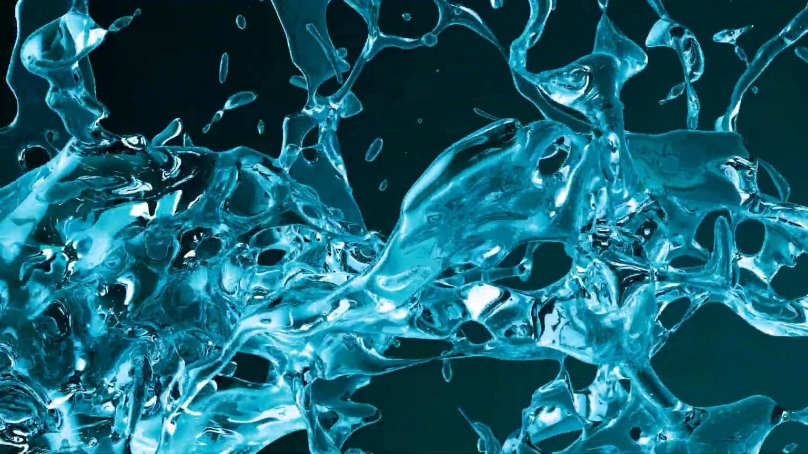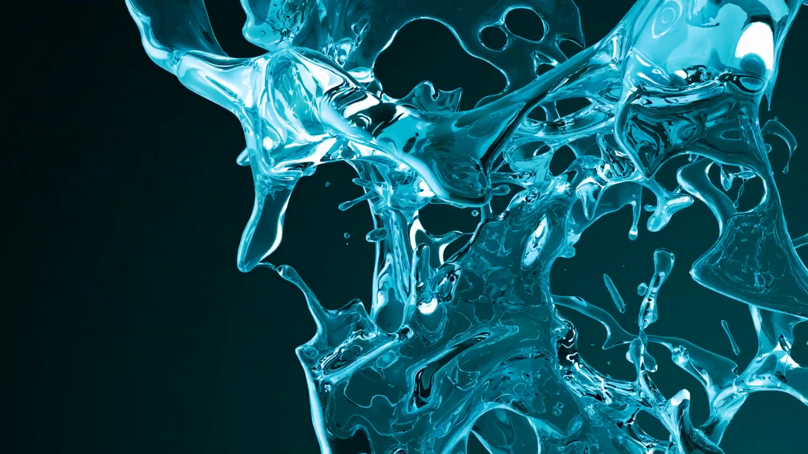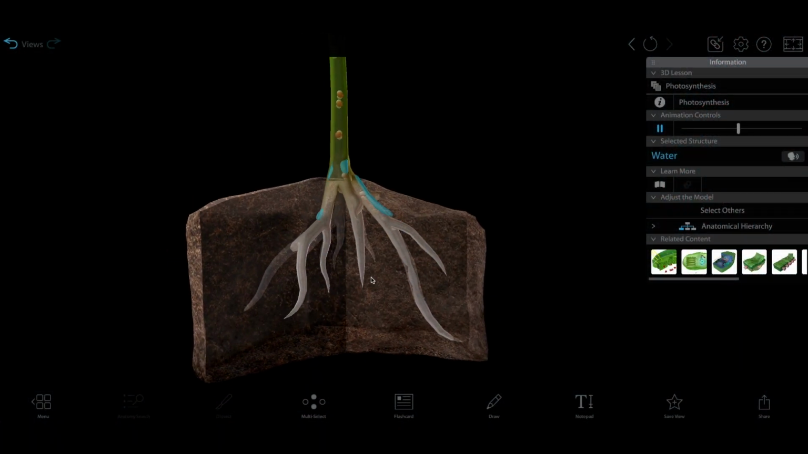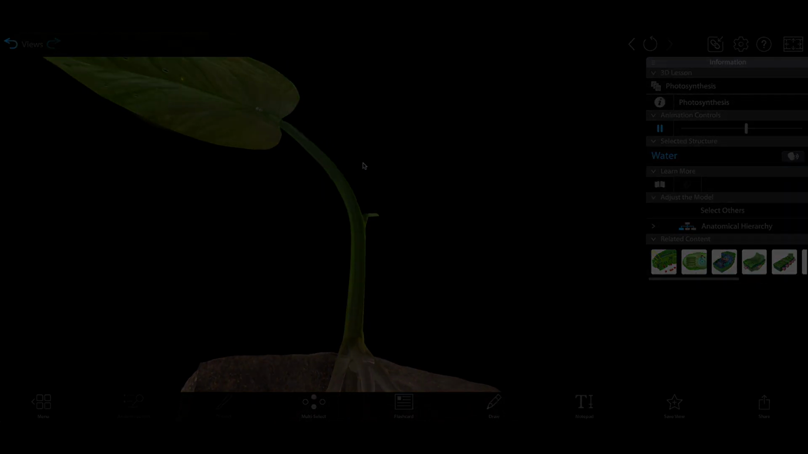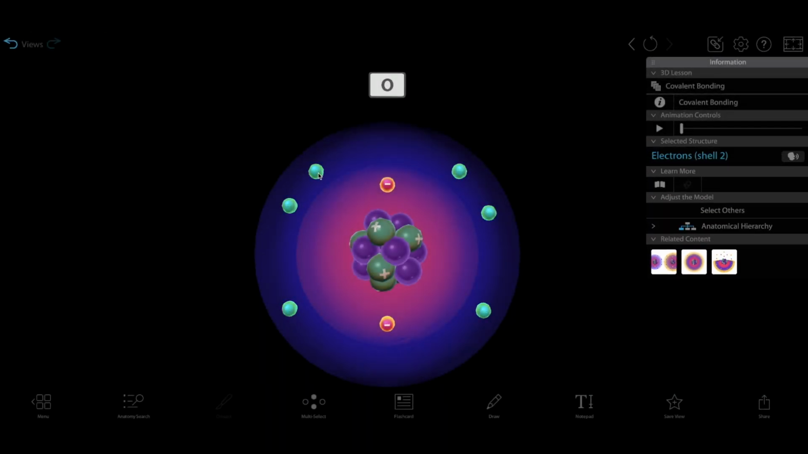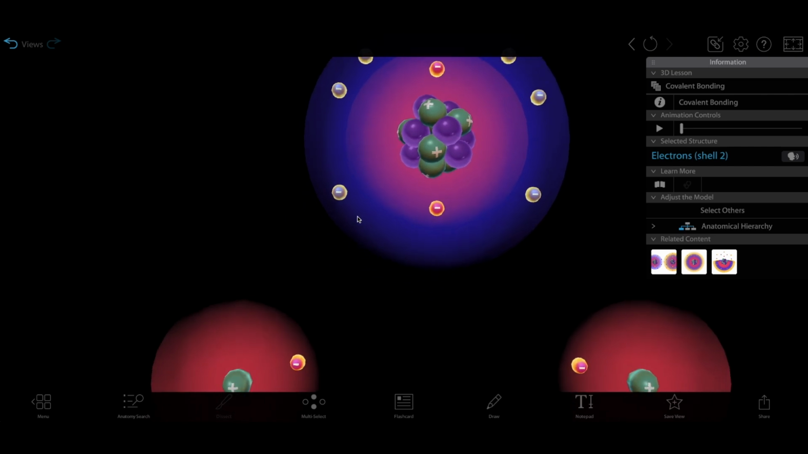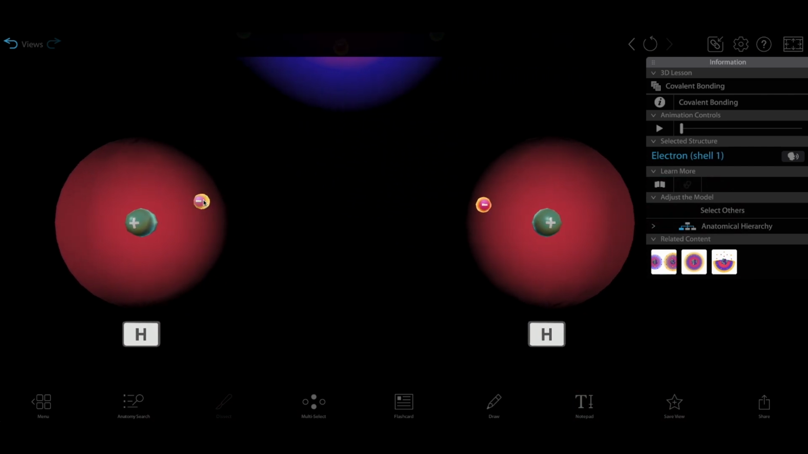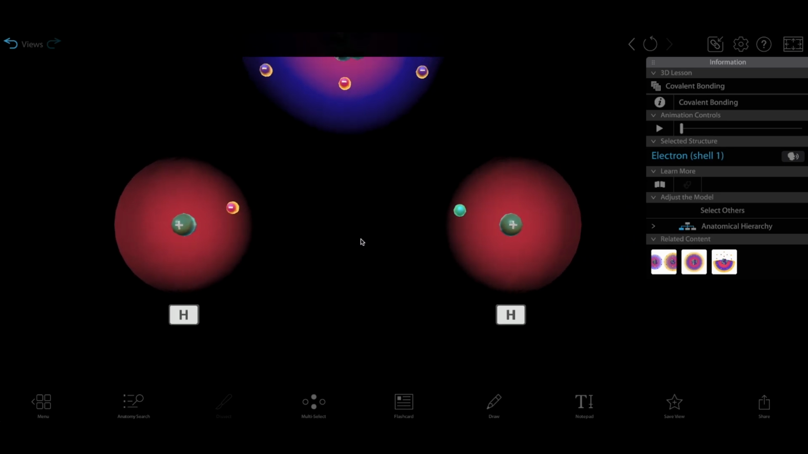Water, or H2O, is a common and very important molecule, held together by covalent bonds. In covalent bonds, electrons are shared between atoms instead of being transferred. In this model, we have one oxygen atom with 6 electrons in its outermost shell, and 2 hydrogen atoms, each with just 1 electron in its electron cloud. The 2 hydrogen atoms each share their electron with the oxygen atom.